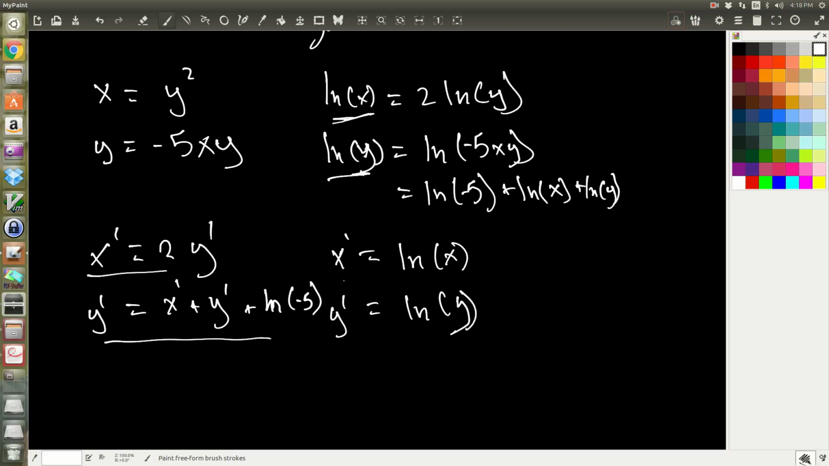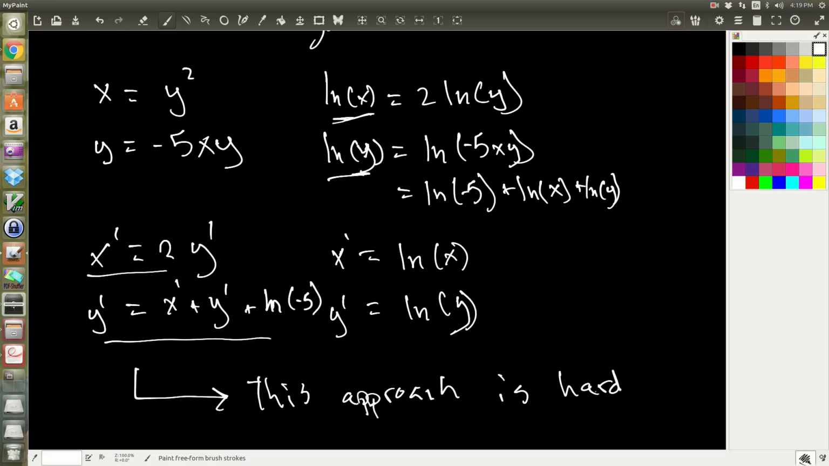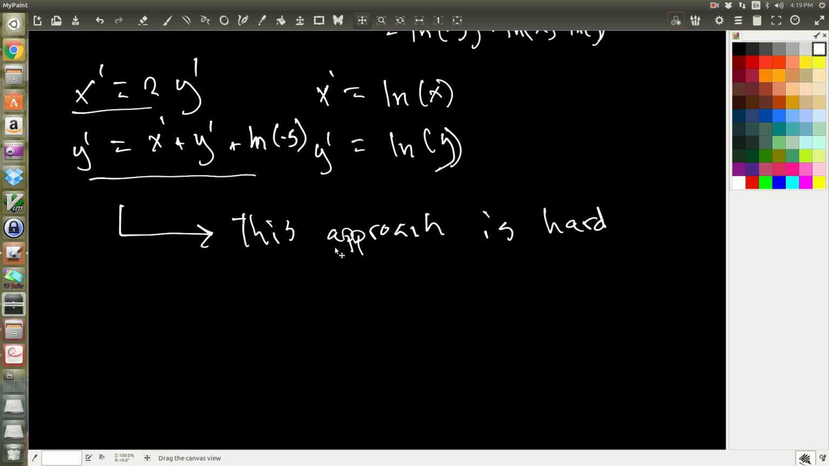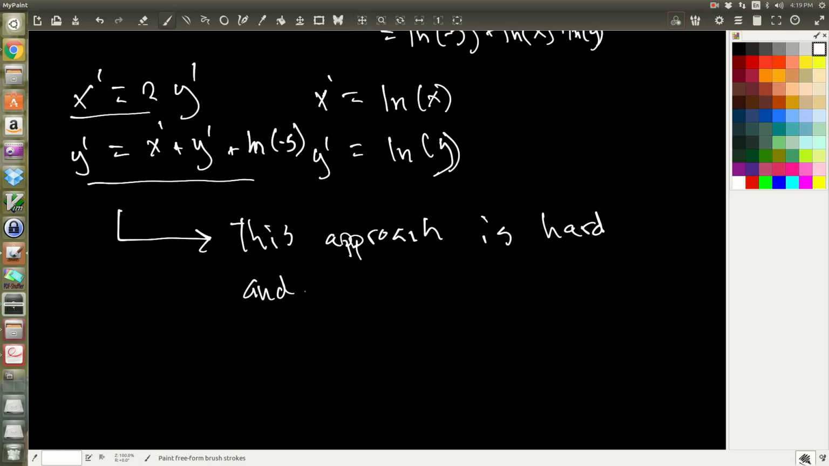But coming up with a transformation that puts your equations in a linear form, it's rare that you're able to do that. And it's not always obvious how you would do that as well. So this approach is hard and not always possible.